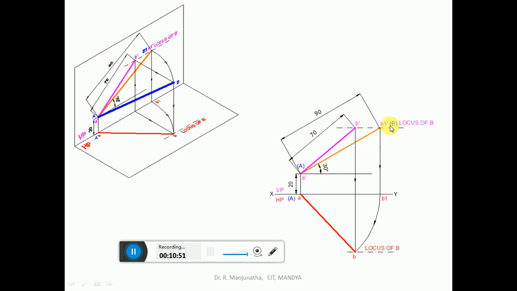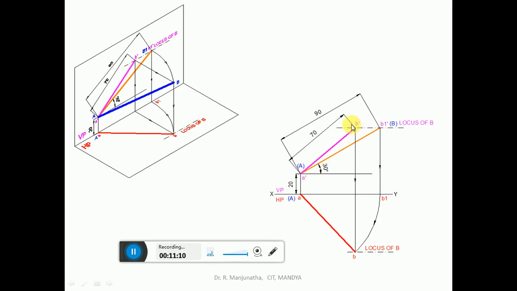So you are going to get A dash B1 dash. This is the line which is in true length because it is given in the problem. So you write it as capital A and capital B. Once you get this, you get the dash dot line which is going to be the locus of B in the front view. Since you know the length of the front view is 70 mm, with A dash as center, cut an arc on this and you get B dash. Then join A dash B dash with a dark line.